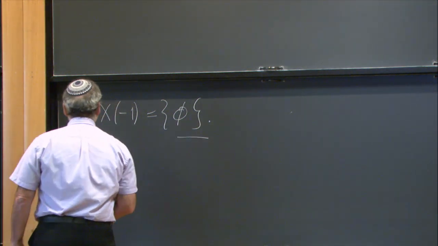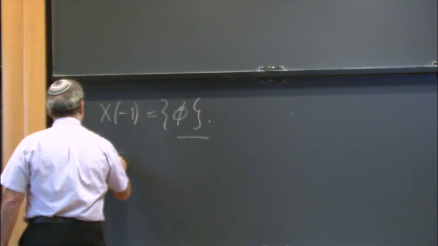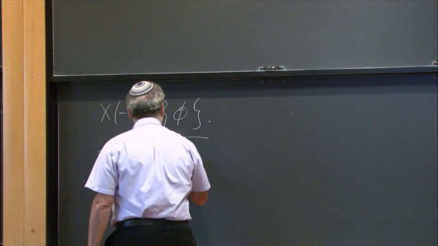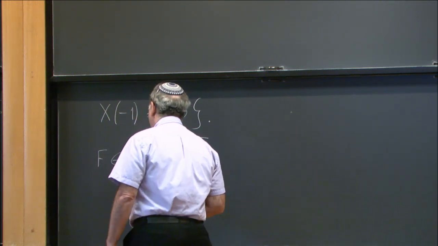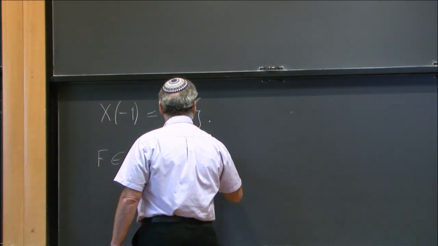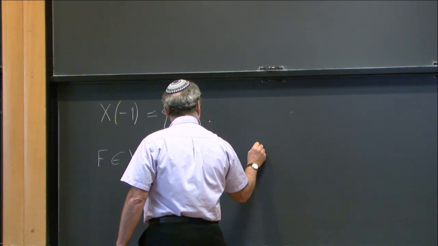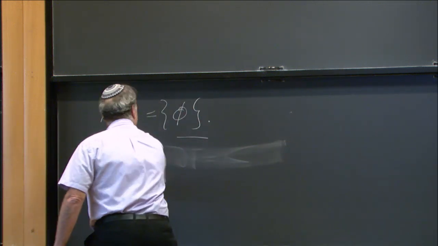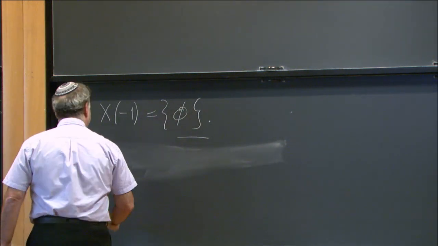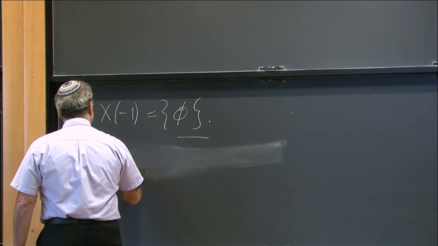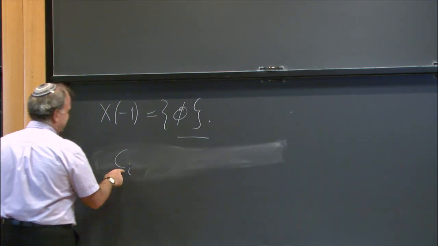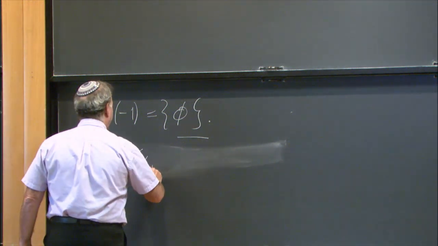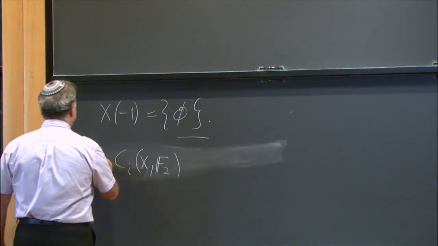Okay, now, given F in X, we can define the boundary and coboundary of F. So the boundary of F will be the... Okay, sorry. I have to define something first. Let's define now Ci. These are the chains. Ci(X, F2), that we usually will just write Ci.